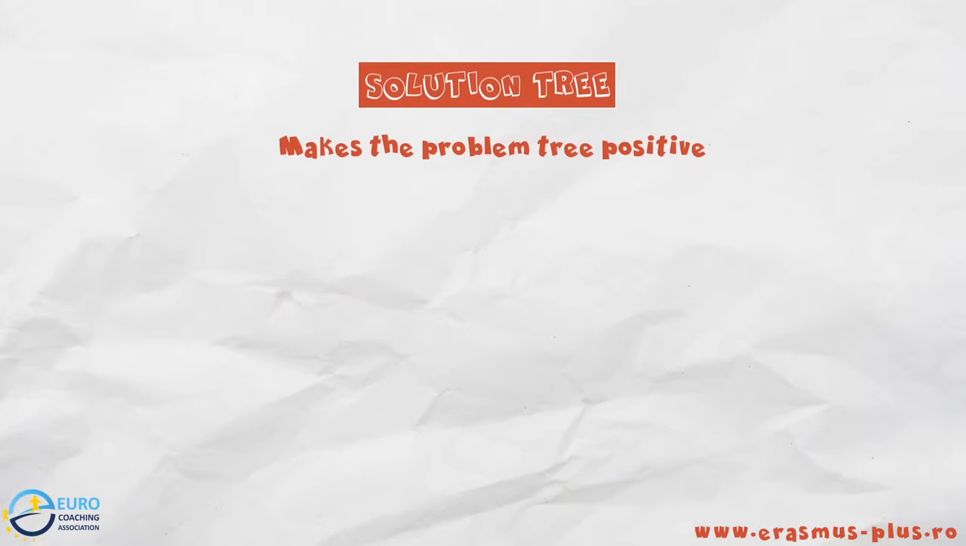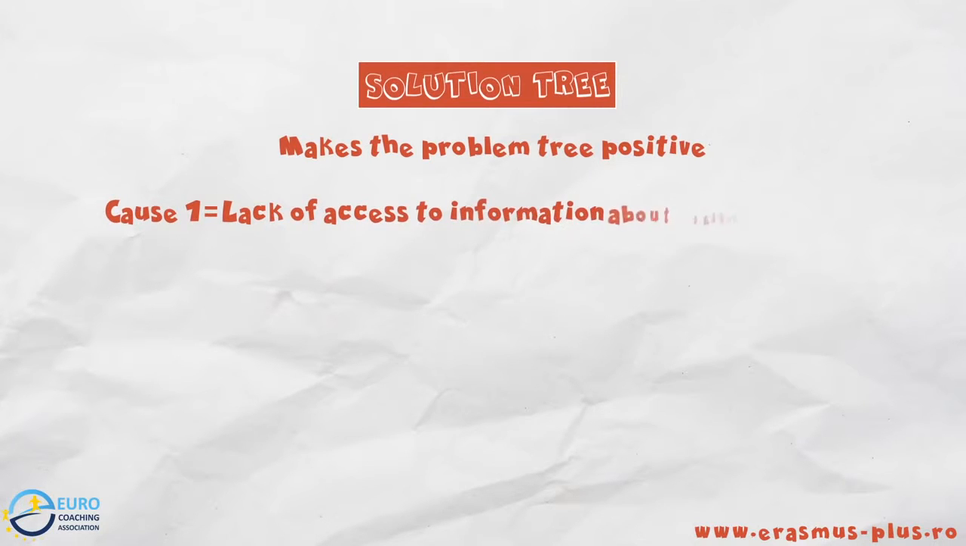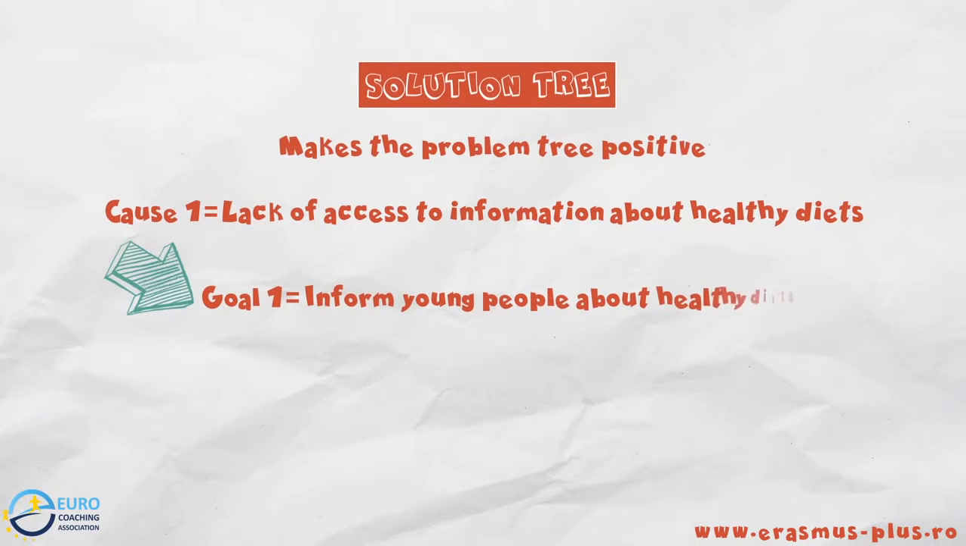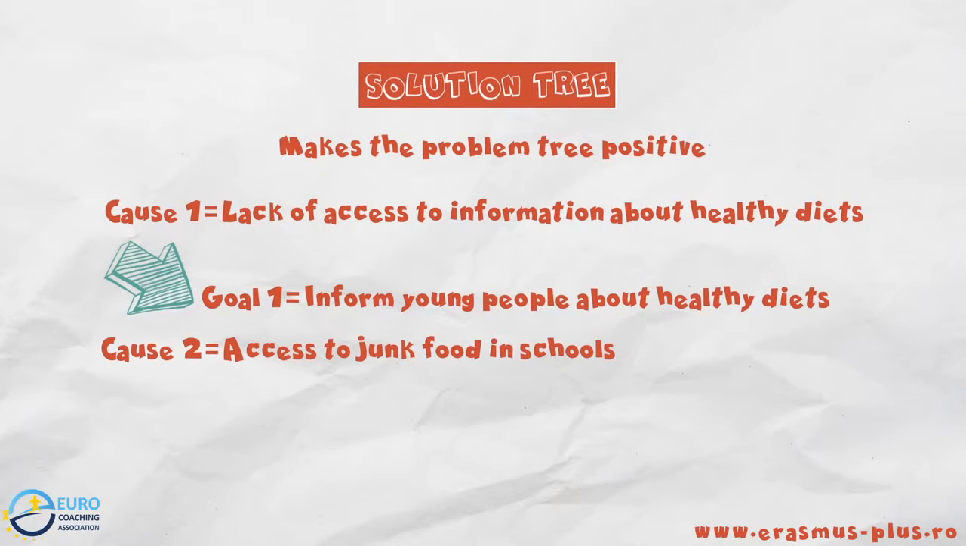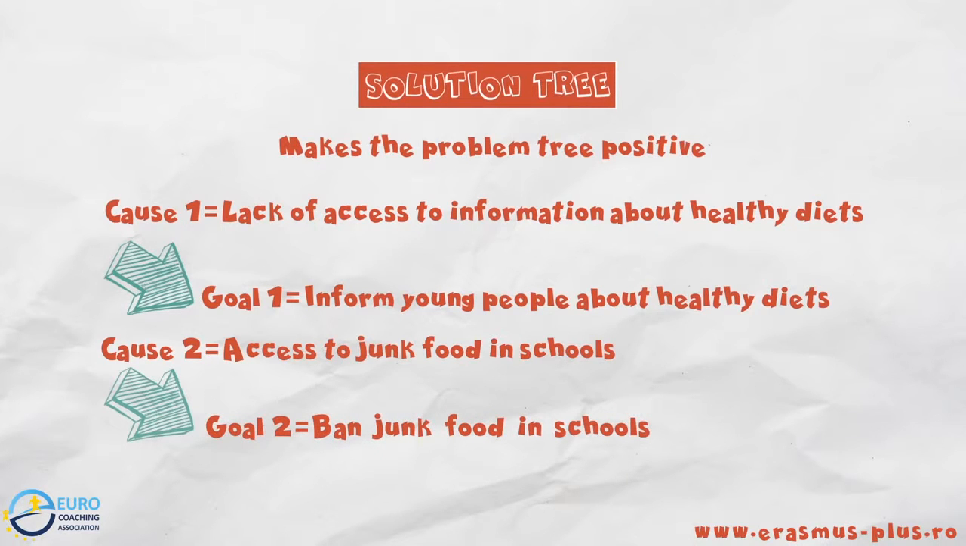For example, we had our direct cause, lack of access to information about healthy diets. This cause will become the goal, to inform young people about healthy diets. Our second cause was open access to junk food in schools. This cause can become our goal, change the regulation and ban junk food in schools.